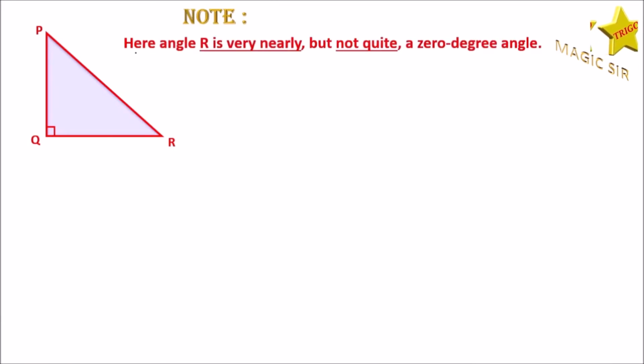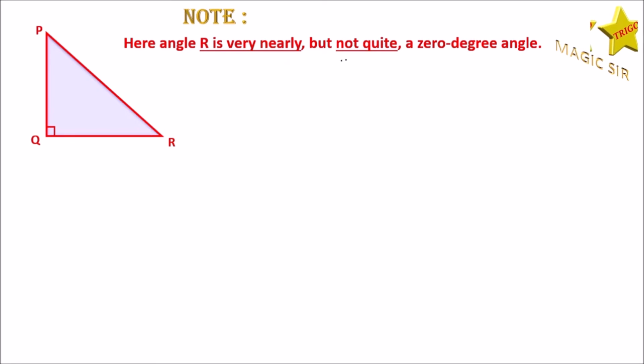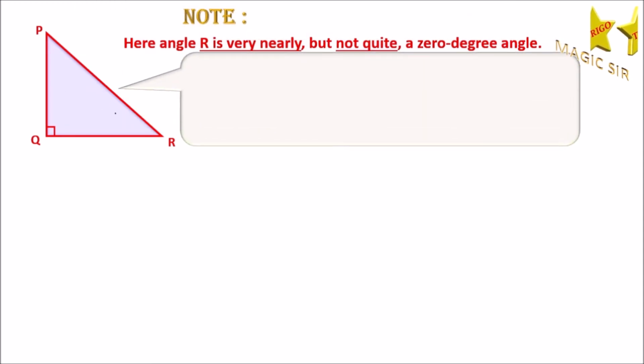Friends, look at this note. It is our second method. What is the problem with the first method? The problem is R is equal to 0. So we take R as very nearly but not quite a 0 degree angle. That is, we are taking R approximately equal to 0 and R is not exactly equal to 0.